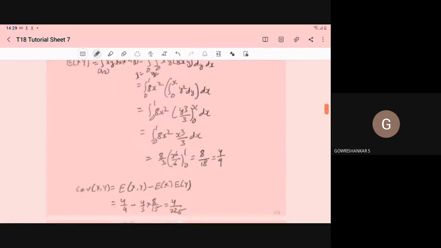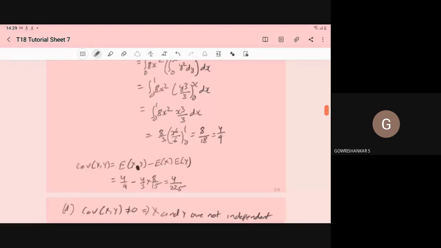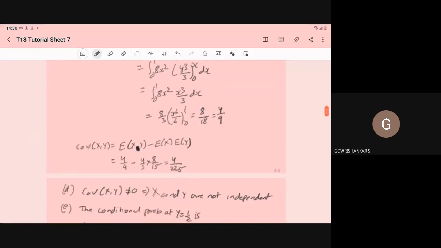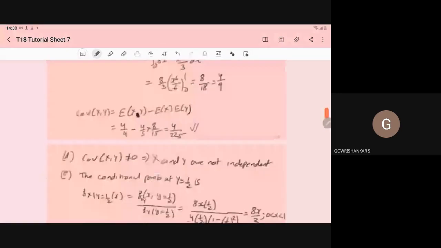So after integrating, you will get the required expectation E of XY as 4 upon 9. And I have told you the computational formula for the covariance: E of XY minus E of X into E of Y. So already we have computed E of XY as 4 upon 9, E of X as 4 upon 5 and E of Y as 8 upon 15. So we will get 4 upon 225.